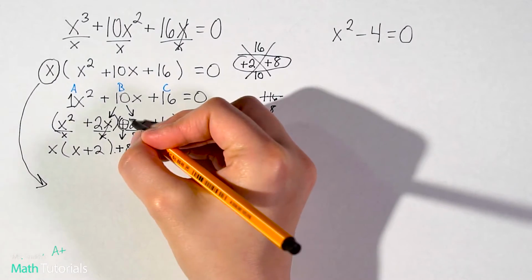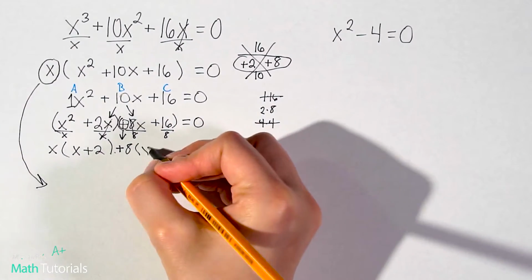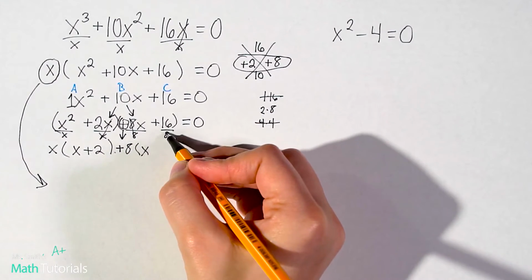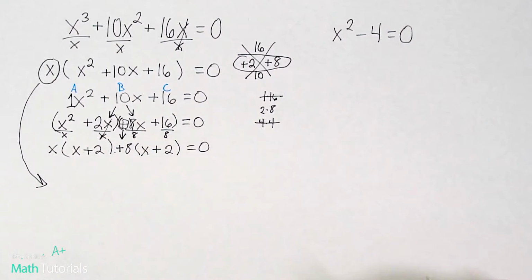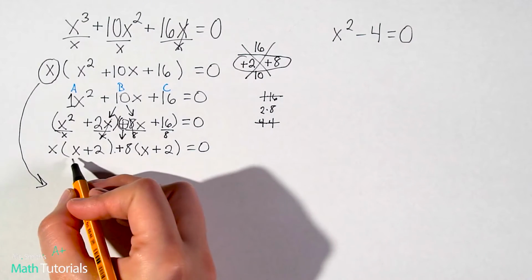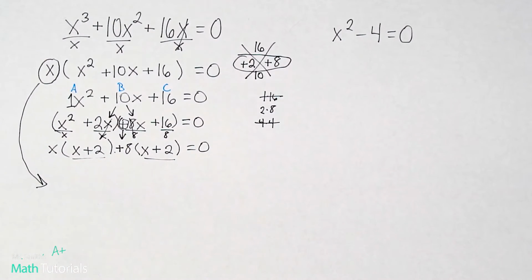8 divided by 8, those would cancel to 1. So I just have x left. Positive 16 divided by 8 would leave me with positive 2 equals 0. So did I create twins? Yes, I did. So I know I've done everything right so far.